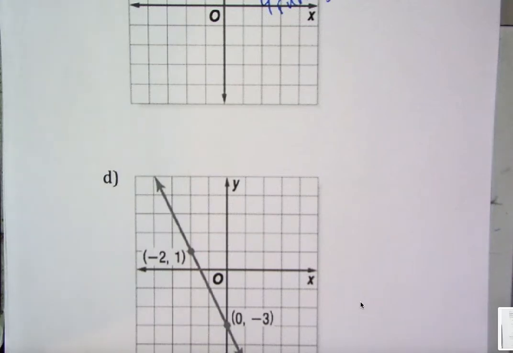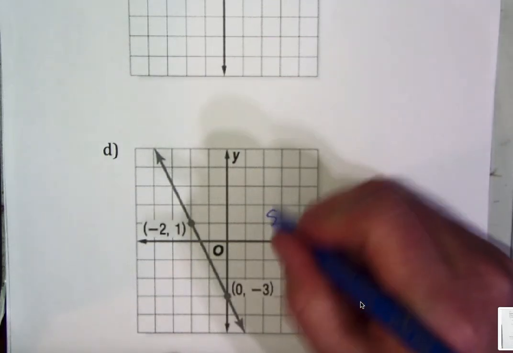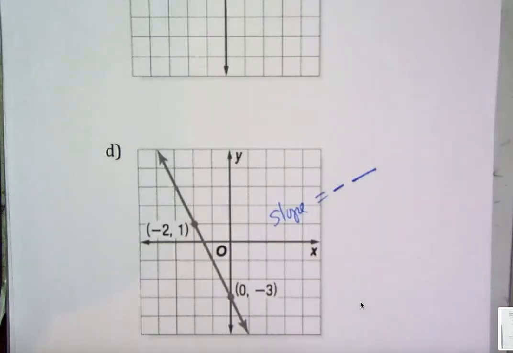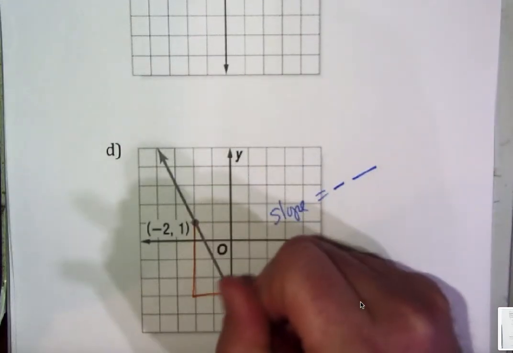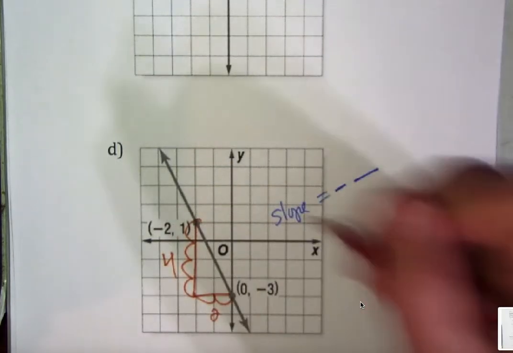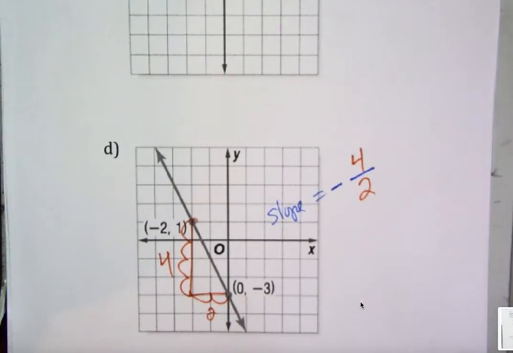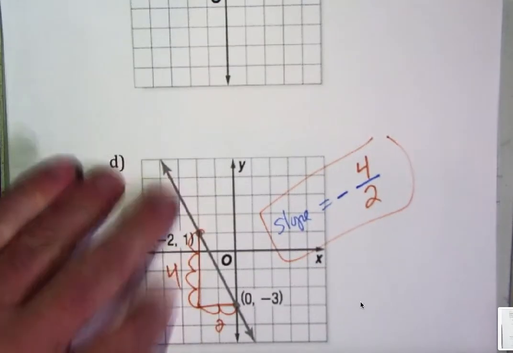Take a look at D. Pause me. Find me the slope. All right, let's do it. Right away, I see that this line is going down, so this has a negative slope. I just need to find the rise and run. Run is 2. Rise is 4. All right, my slope is negative 4 over 2, because it's going down.